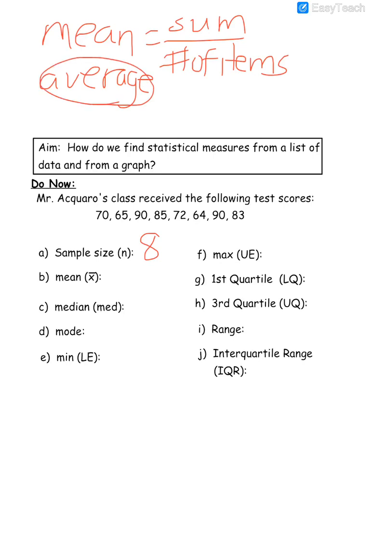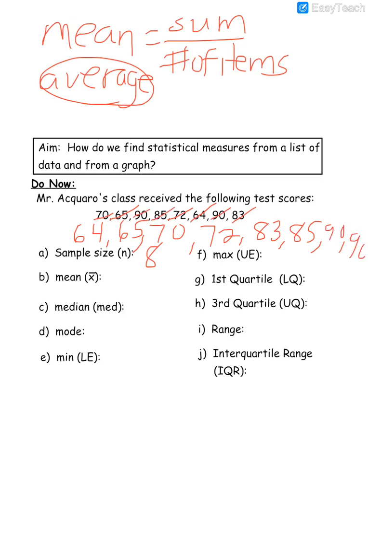Okay. Median. Median is the middle number. So basically I'd have to reorder my data and put it in order from least to greatest. And I could do that by starting with the smallest number, which in this case is 64. So 64, 65, 70, 72, 83, 85, 90, 90. And double check that you have 8. 1, 2, 3, 4, 5, 6, 7, 8.